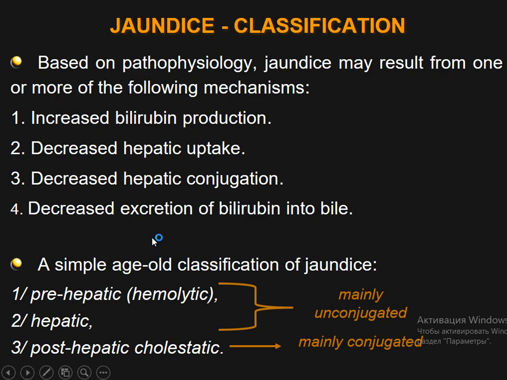A simple age-old classification of jaundice includes three forms: prehepatic or hemolytic, hepatic or parenchymatous, and posthepatic cholestatic or mechanical or obstructive jaundice. As you can see in this slide, the first two types of jaundice are associated mainly with increased amount of unconjugated bilirubin, and posthepatic cholestatic jaundice mainly with increased amount of conjugated bilirubin.